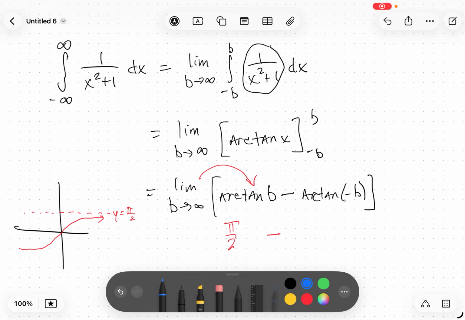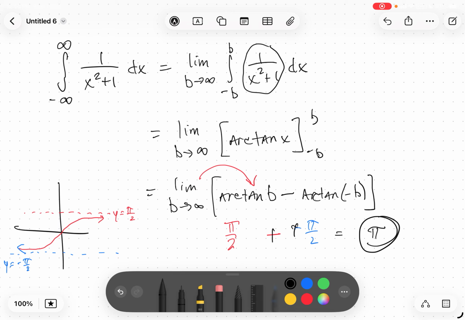Okay. Now, there's another one down here. As x goes off to the left, we have a different horizontal asymptote, which is negative pi over 2. And then, of course, subtracting a negative means adding a positive, and 2 pi's over 2 added together make pi. Right? So the answer to that one was pi. It's kind of interesting, huh?